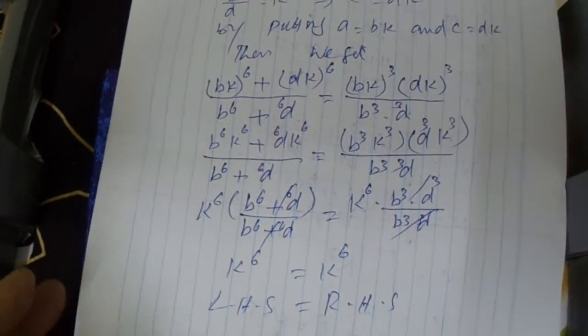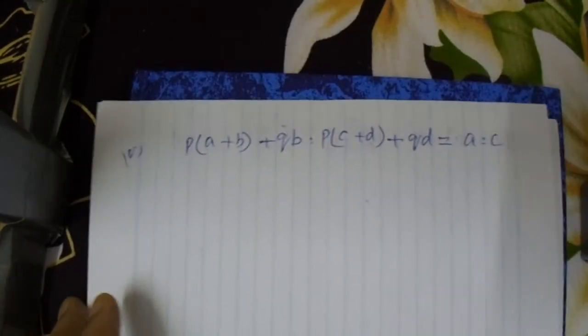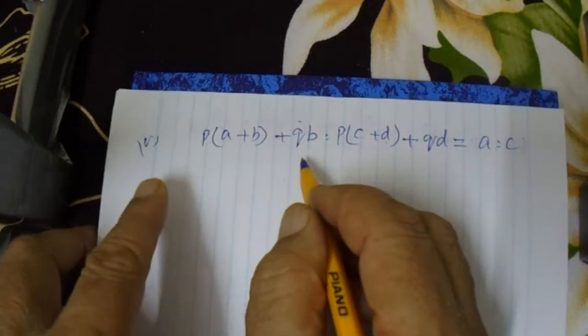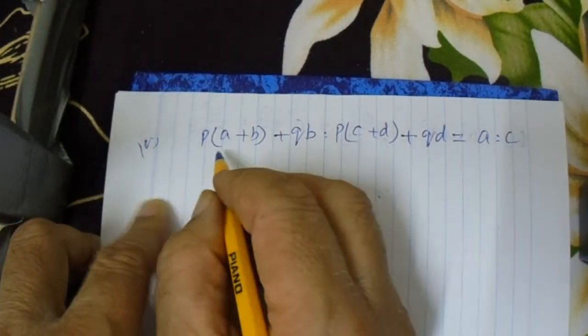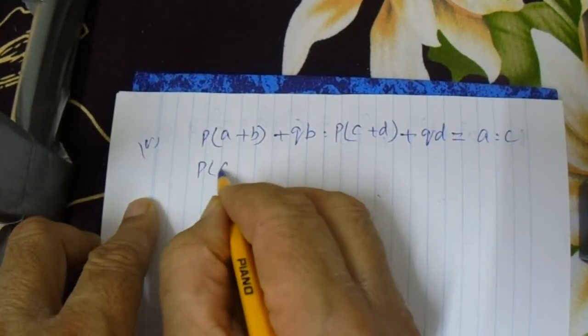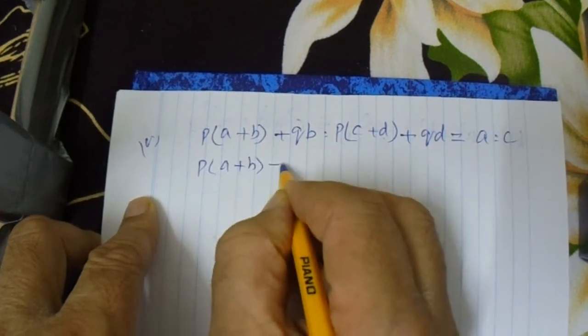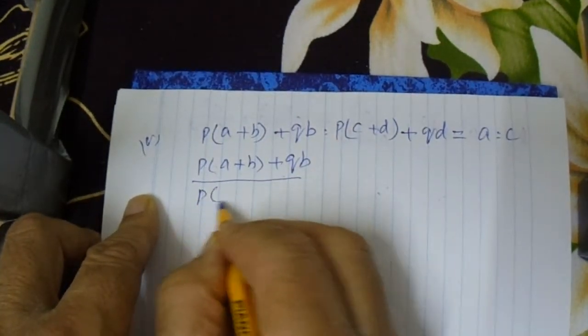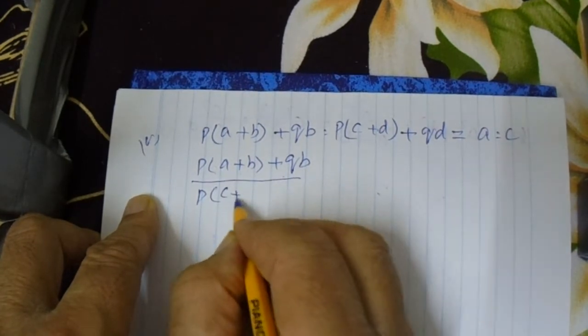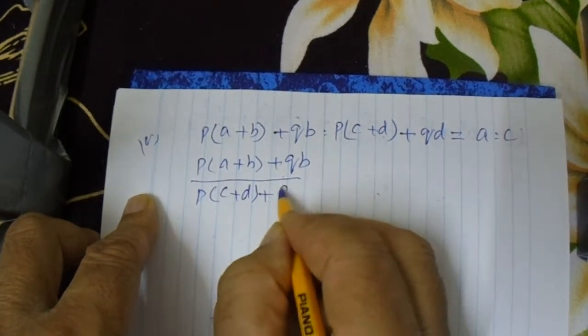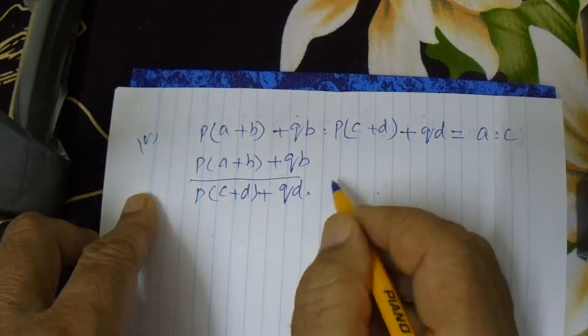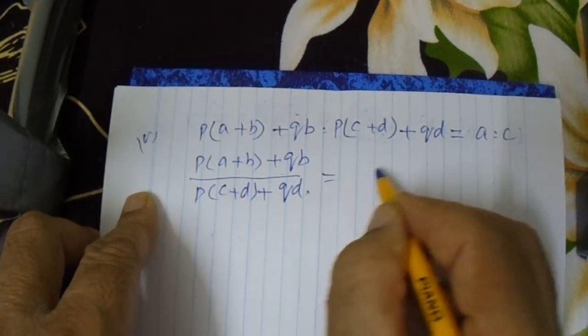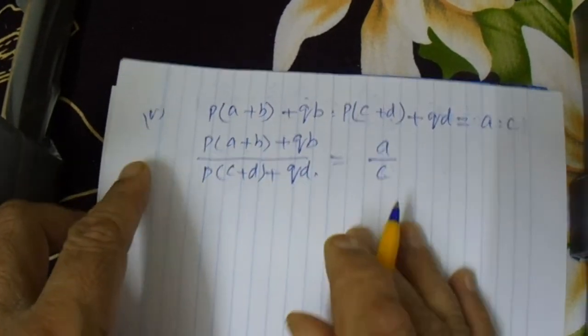Now we write the question number 5. This is the question number 5. First we write in fraction form: pa plus b plus qb over p plus p into c plus d plus qd, and here a over c, this.